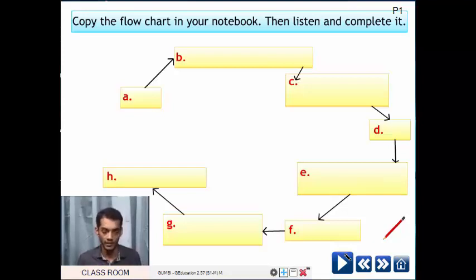I will read it again. Listen to me carefully. After that, you have to complete this flowchart. Are you ready? Yes, sir. Shall I begin? Okay, listen to me carefully. This flowchart shows how to get lemon soda from the soda vending machine.